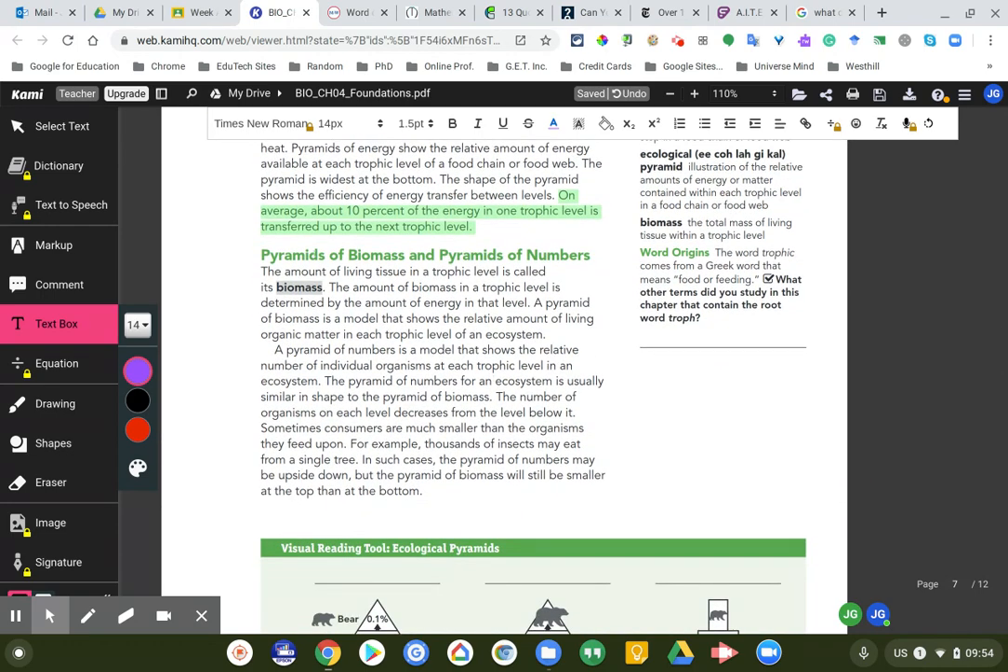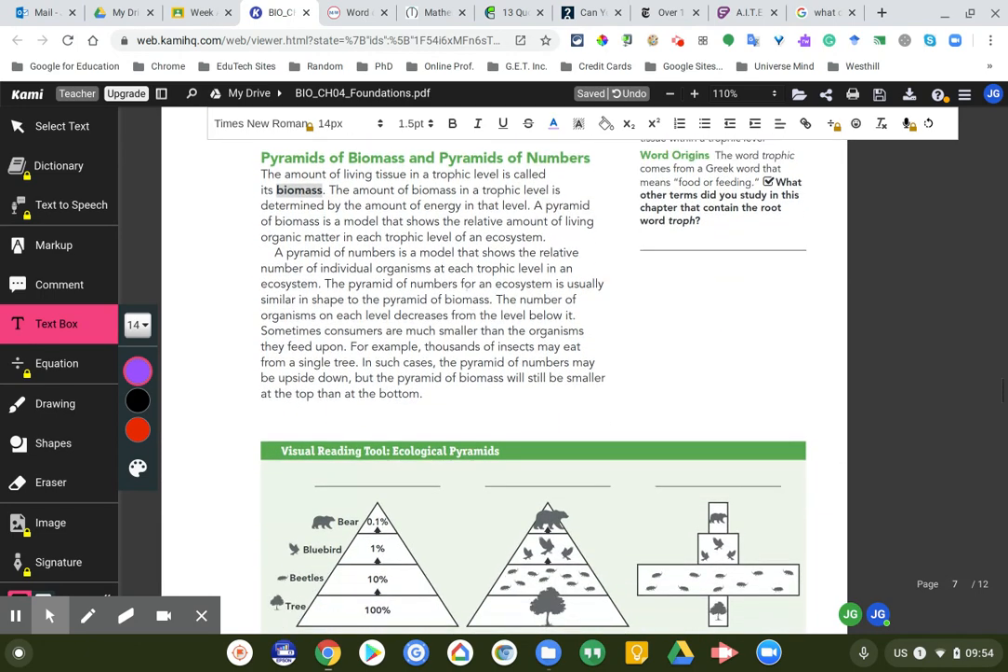Okay, pyramids of biomass and pyramids of numbers. The amount of living tissue in a trophic level is called its biomass. The amount of biomass in a trophic level is determined.